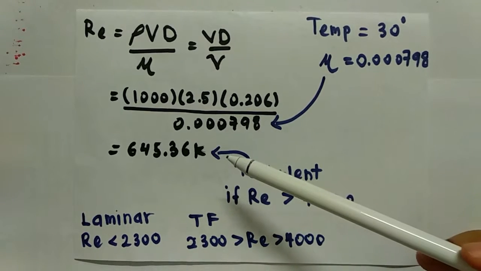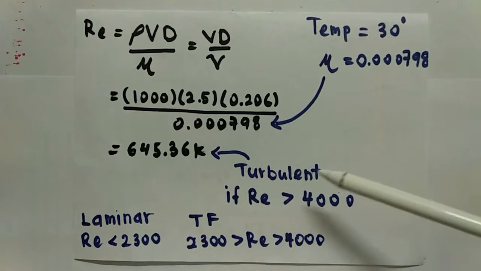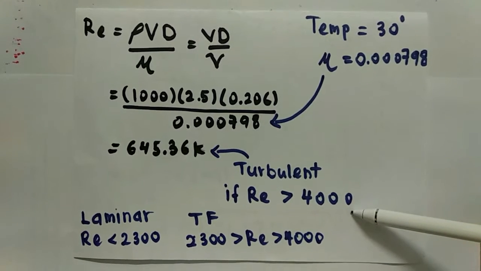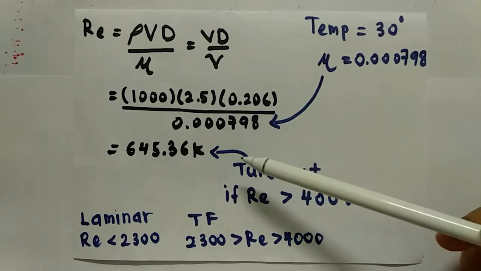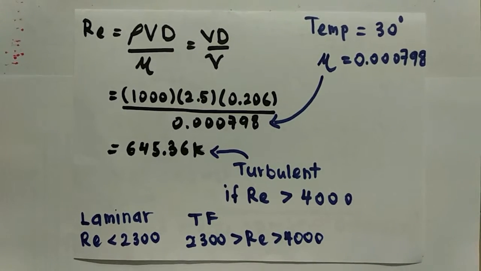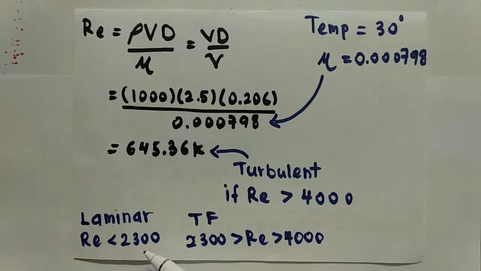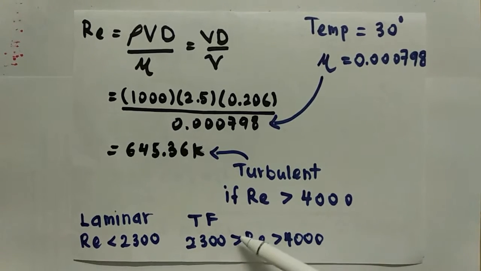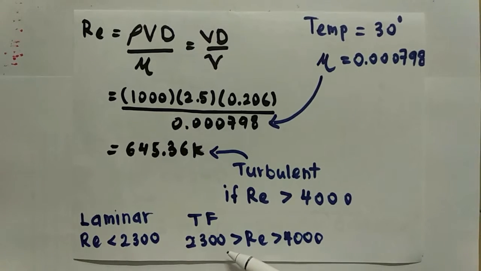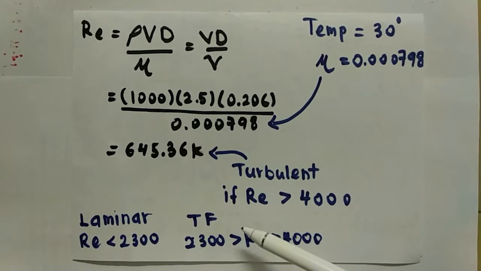If the Reynolds number is greater than 4,000, that is the condition for turbulent flow. If the Reynolds number is below 2,300, it is laminar, and if the Reynolds number is between 2,300 and 4,000, that is transition flow.